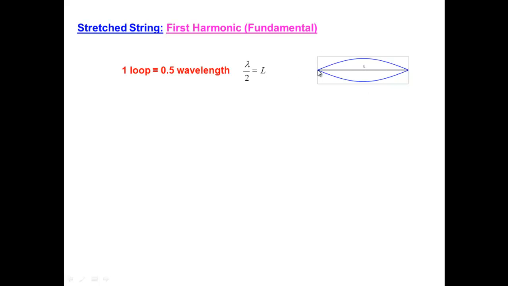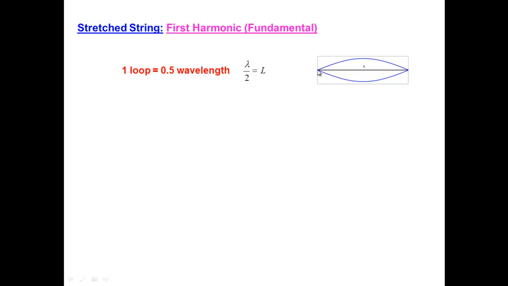Right away what we can see is that if the string has a length L, then the length of the string is half a wavelength. And this loop, whenever you see one of these loops, the distance from one node to another node, remember, that's not a wavelength, that's half a wavelength. That'll be easier to see once we have a little bit more complicated pattern.